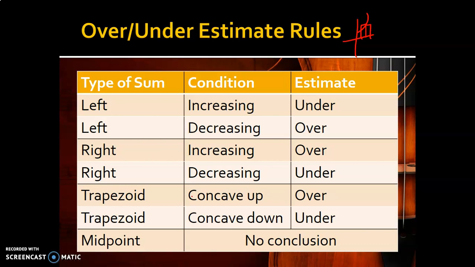Trapezoid sums care about concavity. Left and right Riemann sums care about whether you're increasing or decreasing.